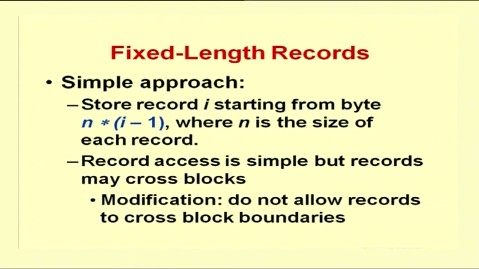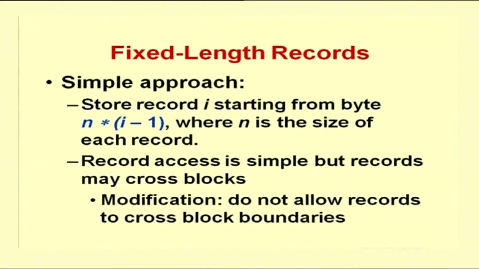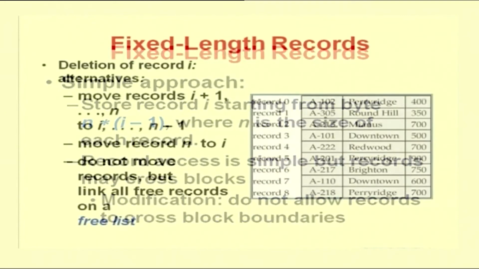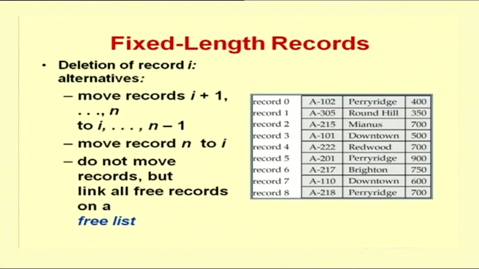Remember, the data transfer, the data allotment, everything is in terms of blocks. So, because it is fixed length, a record may cross the boundary of blocks, and we do not want this to happen. So, we want a modification such that we do not allow records to cross block boundaries. So, for that what do we do? Before we go to that, let us look at the case of a deletion of a record.